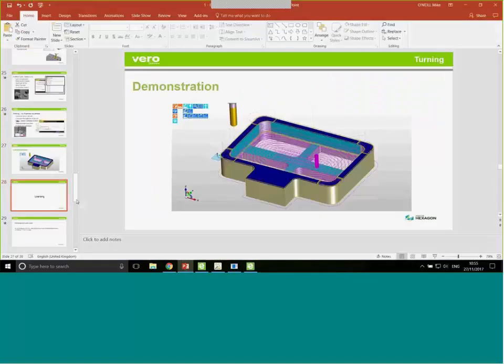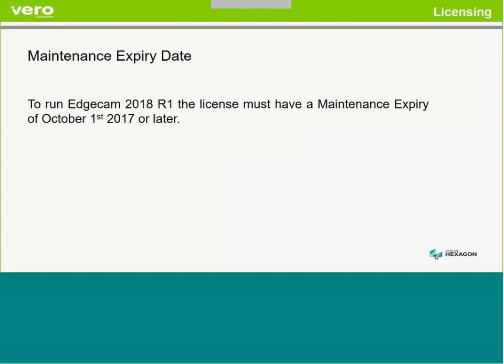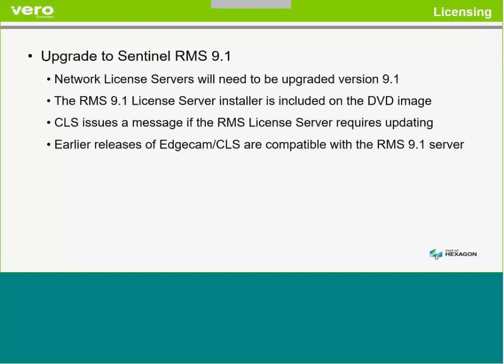Okay, so we're nearly towards the end. Just a quick word about our licensing. So licensing, can't run Edgecam without licensing, so we need to obviously have a quick word about it. Anybody who's got expiry date on your maintenance, October 2017 or later, you'll be able to load up 2018 R1. Those of you with network installations, Sentinel, which is the licensing function, is being updated to RMS 9.1. That's probably, don't really need to say that, but for IT managers, they need to know this because we were at previous versions at 8.3, so you'll now notice that it's moved up to 9.1.